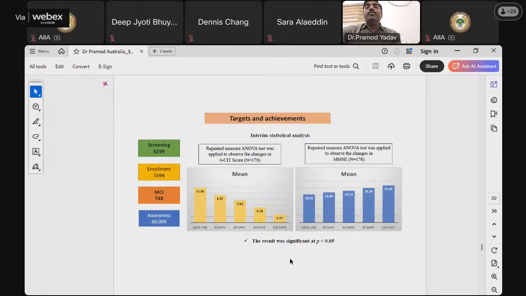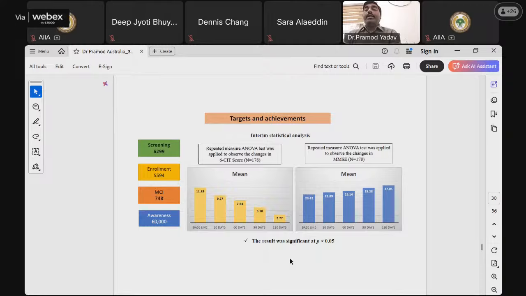So in this project, we screened nearly 6,000 patients and enrolled 5,500 patients. We found mild cognitive impairment in 748 patients. These patients were then excluded on the basis of comorbidity, and we selected 178 patients in which the Ayurveda intervention of Saraswata Grit, that is the lipid-based formulation, was given.